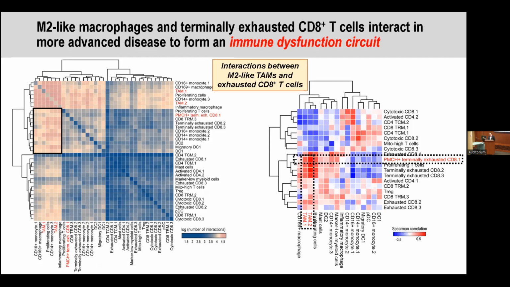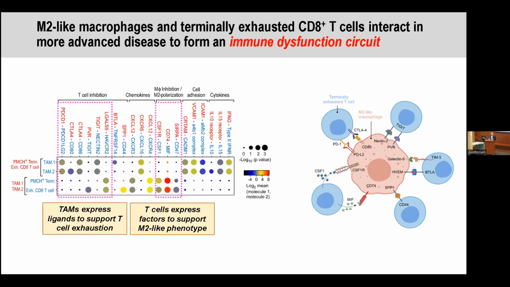And so what are these interactions? They appear to be interactions that are bidirectional and really support these different phenotypes. These tumor-associated macrophages are producing ligands for inhibitory receptors on T cells, things we already know about and target, like PD-L1 and PD-L2 for PD-1, but things we don't yet target in kidney cancer, things like PVR and Nectin-2 for TIGIT, ligands for TIM3 and other inhibitory checkpoints. But it's not all myeloid cells inhibiting T cells. Those T cells, terminally exhausted CD8 T cells, are also producing factors like MIF or CSF1 that support this more M2-like polarization. And so it's really a bidirectional immune circuit that seems to be present in advanced disease stages.